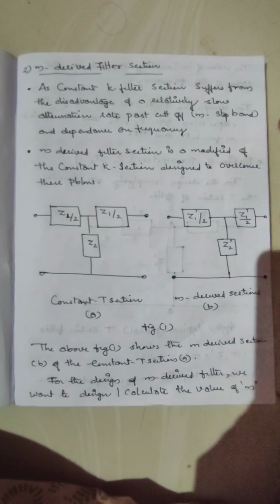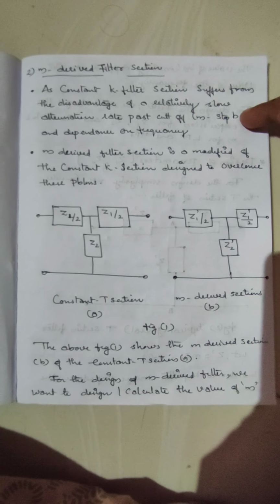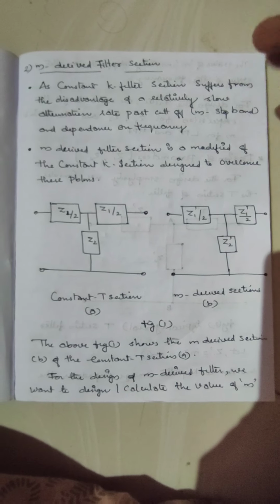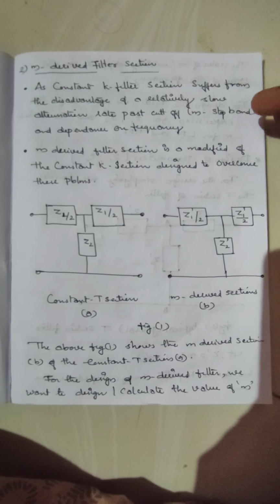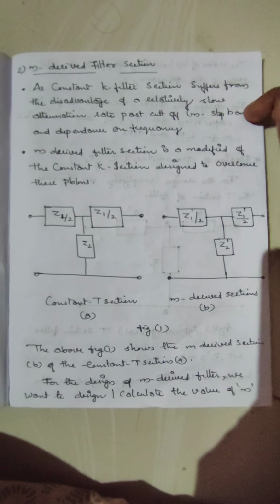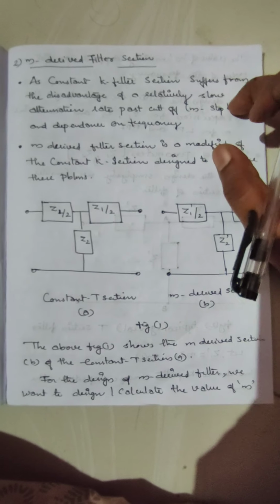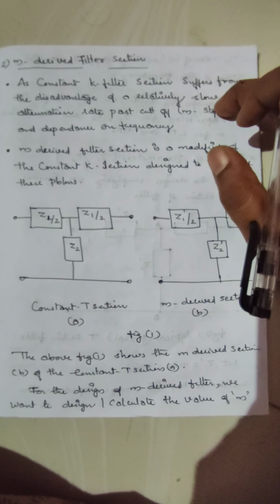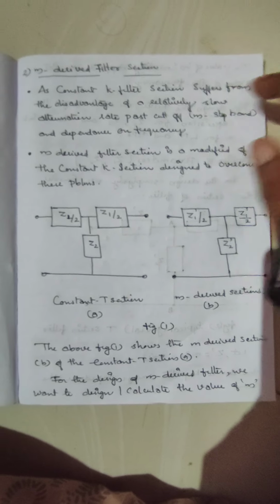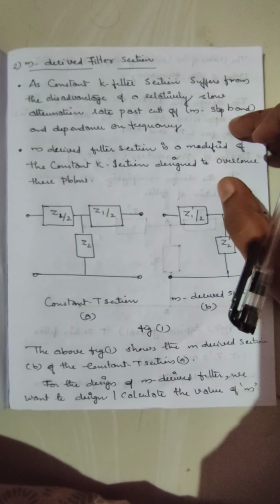So in the k section filter, the attenuation rate is very low, and moreover that will depend upon the frequency. That is why we use derived filter sections.